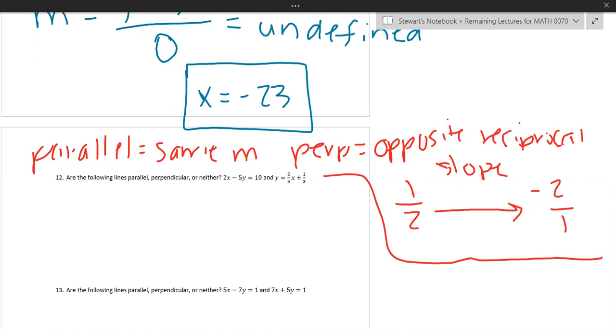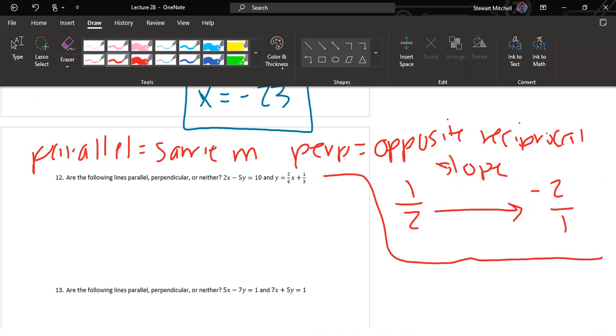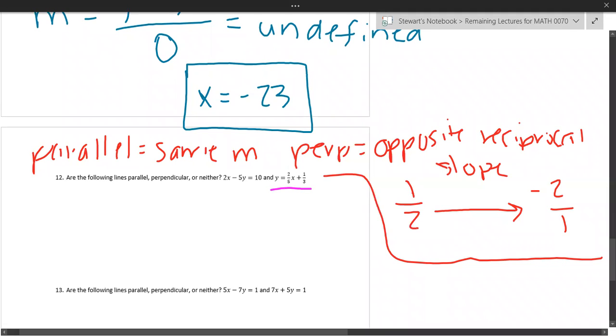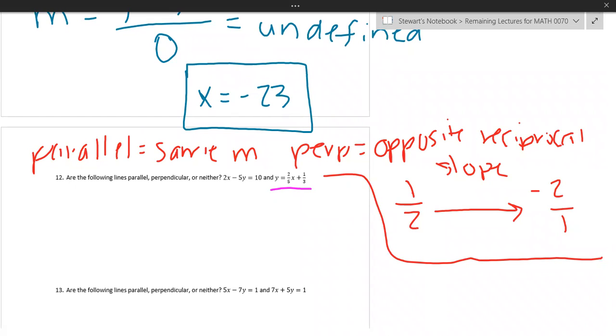So what we're going to want to do here is make sure they're both in slope-intercept form, and then just compare what the slopes are and see if they fall into any of these categories. So this one's already in slope-intercept form, so we just have to worry about this. 2x minus 5y equals 10. So we're going to have negative 5y is equal to negative 2x plus 10. Divide by negative 5 on both sides. So we divide all the terms. Negative 2 divided by negative 5 would just give you 2/5 x, and then minus 2.